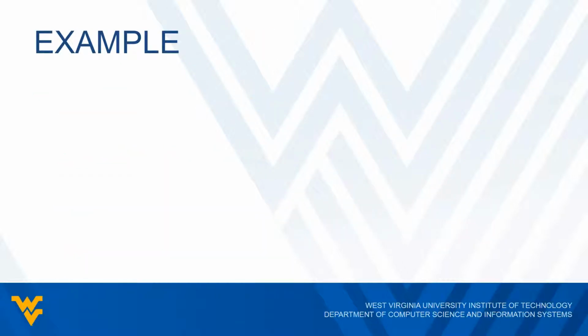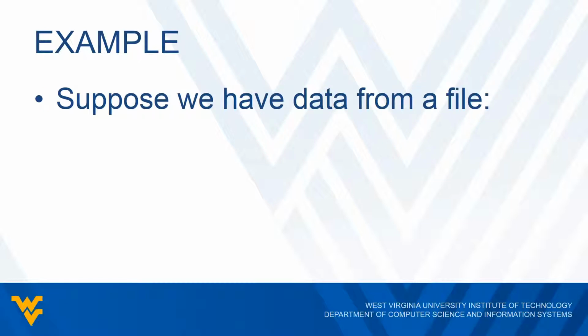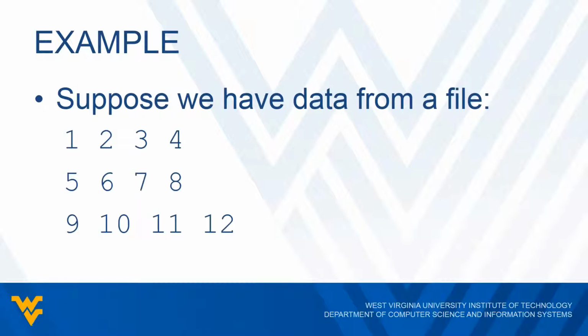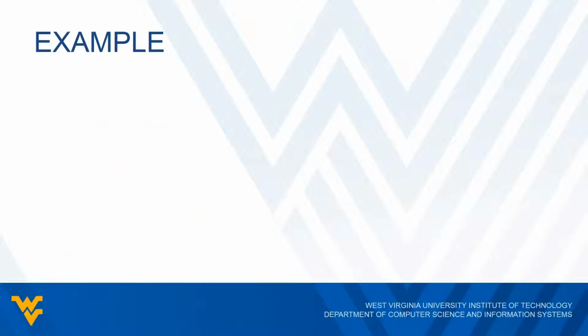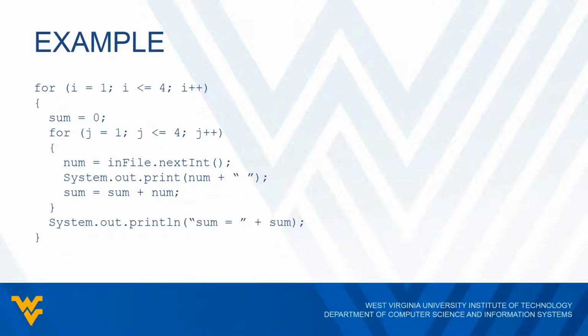For example, let's say we have some data in a file, and let's suppose it's formatted like this: numbers 1 through 12. The first 4 numbers are on the first line, the next 4 numbers are on the second line, and the last 4 numbers are on the third line. And the goal here is we want to get the sum of every single line. So here's the code that will take care of this. It will print the sum of all the lines.